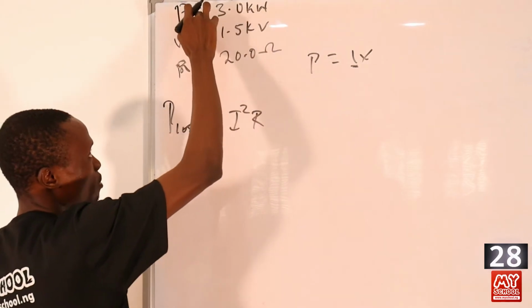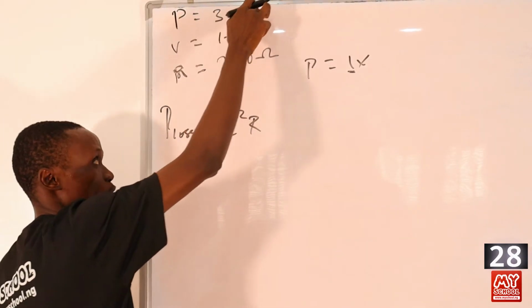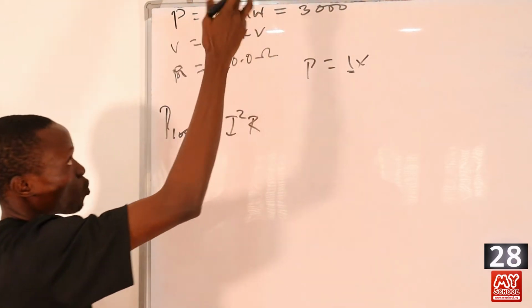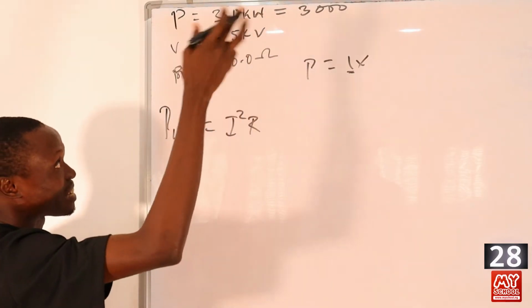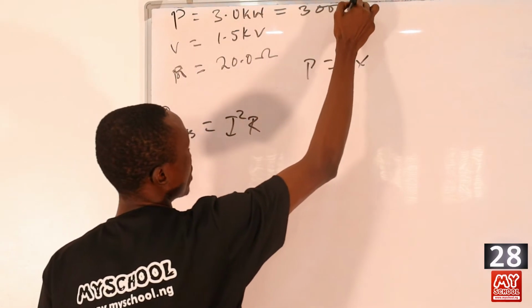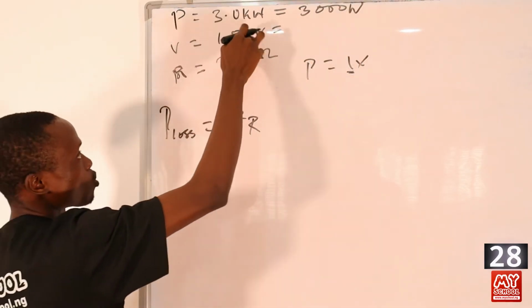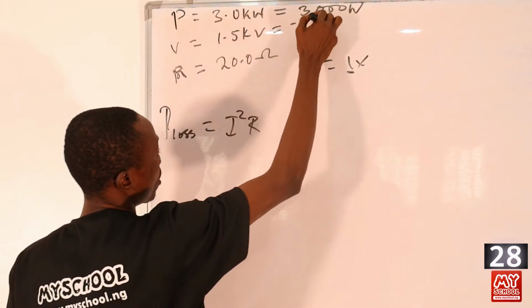In this question, we are given power to be equal to 3.0 kilowatts, which we have to convert to watts, which will be equal to 3,000. So kilo here stands for 1,000, so 3 kilowatts means 3 times 1,000 to give us 3,000 watts. Here we are also given volts in kilovolts, so we convert to volts, and that will be 1,500.